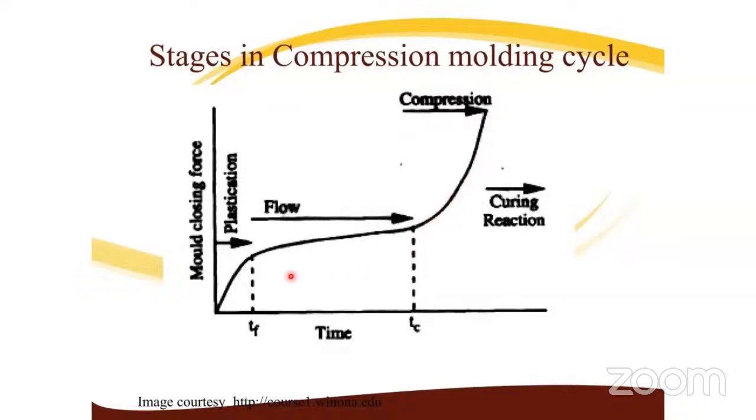After curing, the mold closing force will increase. See now here. Okay. Now it is completely compressed here. Here the material gets plasticized up to this place. Then here the flow will occur. The material gets spread inside the mold uniformly in this time. And after spreading the material, curing and cross-linking will start from here to here.